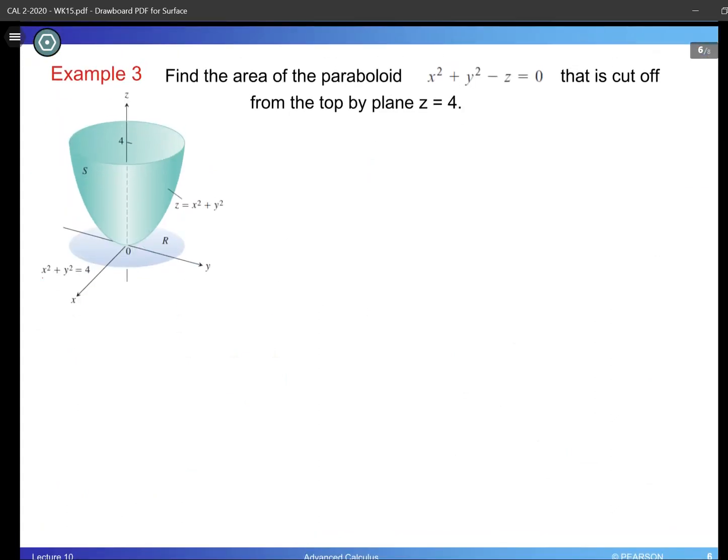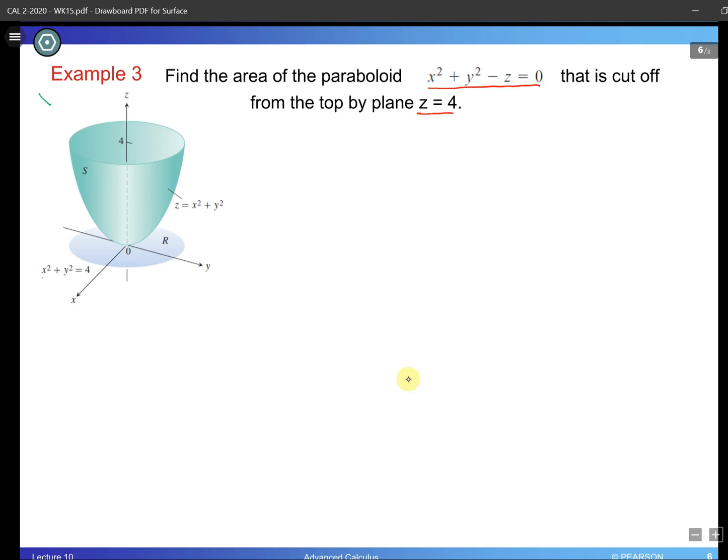In this example, we are supposed to find the surface area of a paraboloid, and we are given this equation right here: x squared plus y squared minus z equal to 0. And this surface is cut off from the top by the plane z equal to 4. And that is all the information that we have. So the first thing we are supposed to do is to plot this surface in the space. And it turns out that it has been plotted for you. So let's use this diagram on the left hand side.